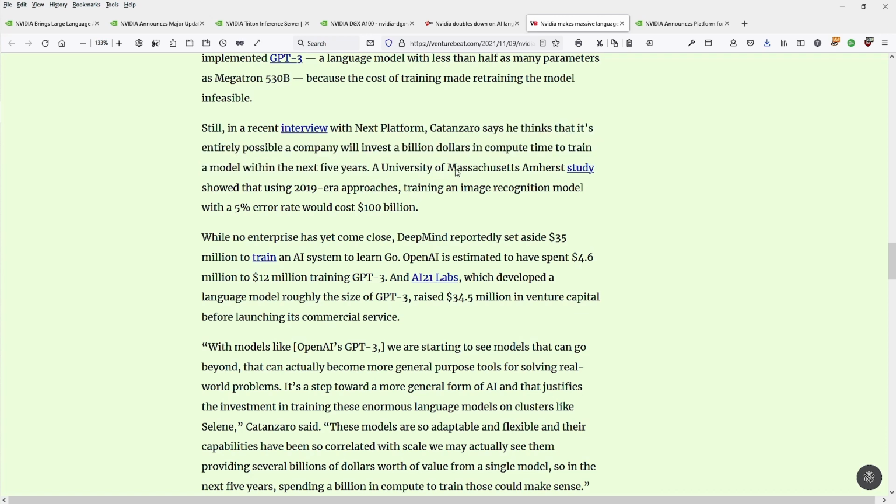And they say that there's a study from the University of Massachusetts that taking an average image recognition model with 5% error rate would cost around $100 billion. Now, this is absolute nonsense. I mean, technology has to advance much more before you can really apply it on a commercial level. But it is interesting to see that companies do invest these monies and that there are some advancements.